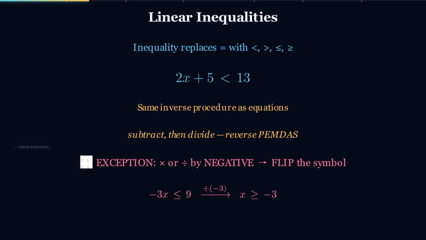The one critical exception is the flip sign rule. Whenever you multiply or divide both sides of an inequality by a negative number, you must flip the direction of the inequality symbol. Less than becomes greater than, and vice versa. Less than or equal to becomes greater than or equal to, and vice versa. Adding or subtracting from both sides never triggers the flip, only multiplication and division by a negative number does. Memorize the rule and apply it consistently every time the trigger condition is met.